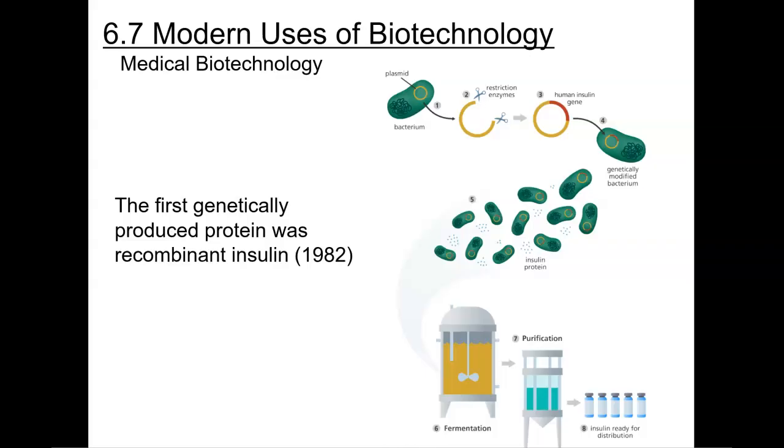So here we have our first genetically produced protein, which was insulin in 1982. It's hard to believe that we did not have human insulin that we could produce on mass production levels until the early 1980s. Before that, like I said, they had to get it from animals, or there were different animal versions, or you got it from cadavers. Now they're able to insert this gene into a plasmid, put it back into the bacteria, and grow large amounts of this insulin, send it through a purification process, and then it's ready for distribution.